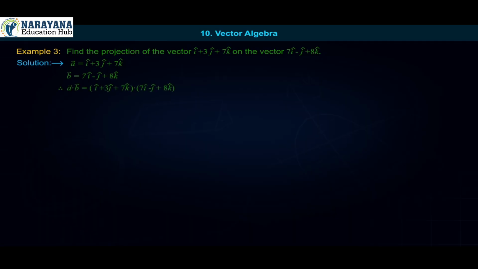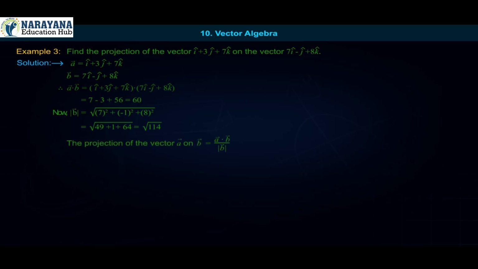Therefore, vector A dot vector B is equal to (i cap plus 3j cap plus 7k cap) dot (7i cap minus j cap plus 8k cap), which is equal to 7 minus 3 plus 56, which is equal to 60. Now, modulus of vector B is equal to square root of 7 square plus minus 1 square plus 8 square, which is equal to square root of 49 plus 1 plus 64, which is equal to square root of 114.